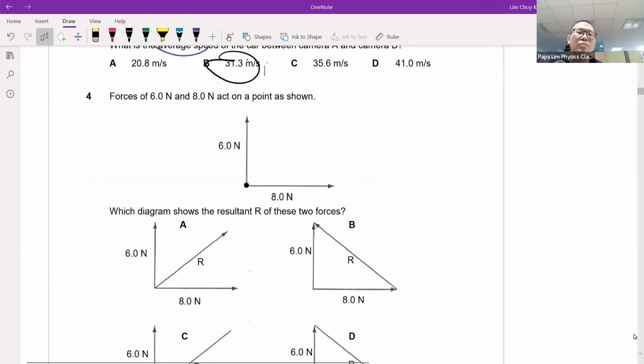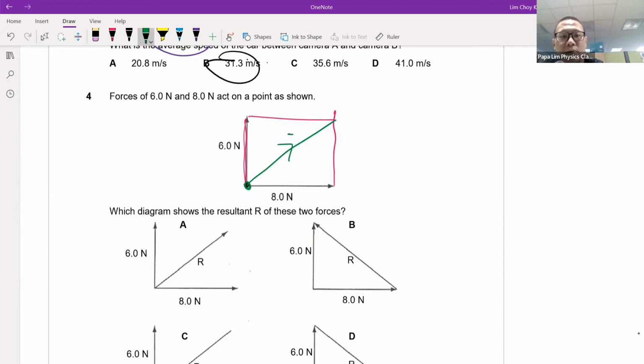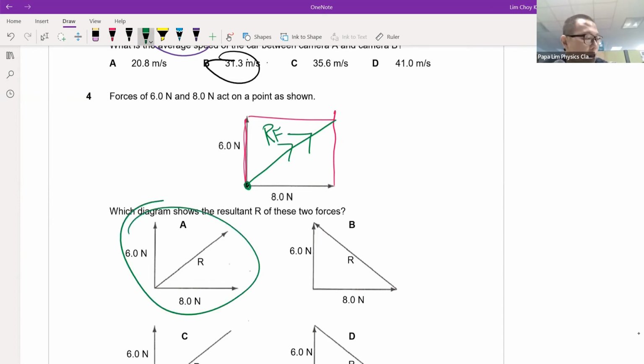Question 4, 6 Newton, 8 Newton. They are given this question. This is what we know as vector additions. We can use the parallelogram method. So what we do is we will produce this line, this force, copy and paste on the other end. So we will have two parallel lines, to form what we call a parallelogram. Then after that, from the start point to the end point, you will have your resultant force acting on the object. With this picture here, you will know that the answer will be exactly the same as option A. So what we are using here is the parallelogram method for vector addition.